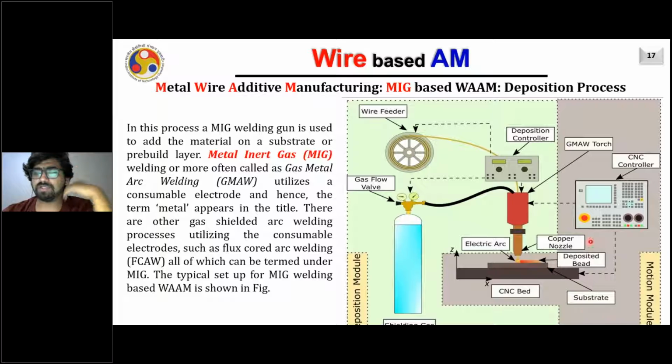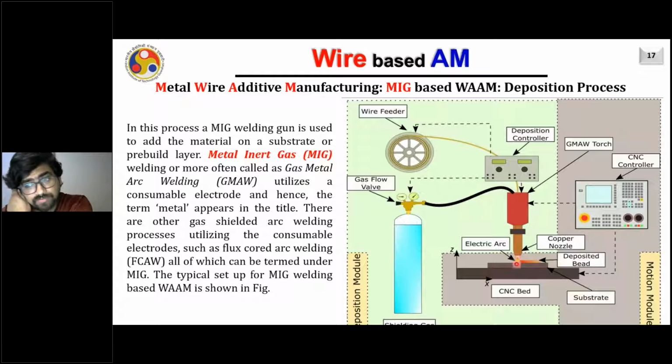What you are seeing on the right side of this slide is the typical setup for MIG welding based additive manufacturing, or MIG WAAM. Here you can see there is a deposition unit, which is a MIG welding gun. This MIG welding gun consists of a wire feeder, which continuously feeds the wire, and a circuit is completed between the wire and the substrate. Again, we shall discuss what kind of polarity is used, what is negative, what is positive. It depends, and that changes your results a lot as well.